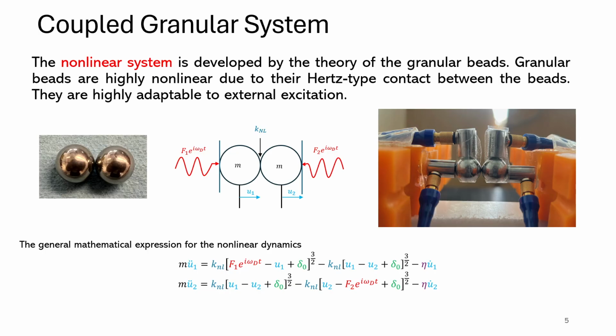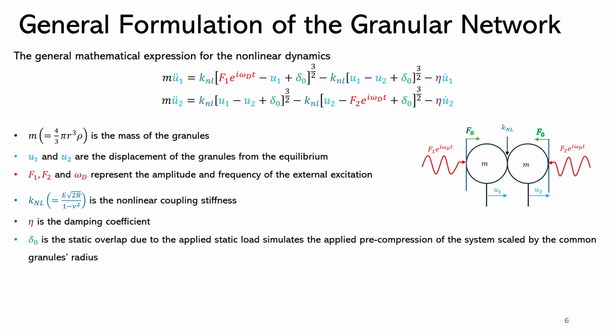This is a nonlinear equation, and over here there are a lot of variables that we are using. The granular beads have their own mass, u1 and u2 are the displacements from the equilibrium. F1, F2 and omega d represent the amplitudes and frequency of the external excitation. We can control this with our system, using a function generator to drive it. We control these three parameters, which show the superposition of states that we will discuss later.